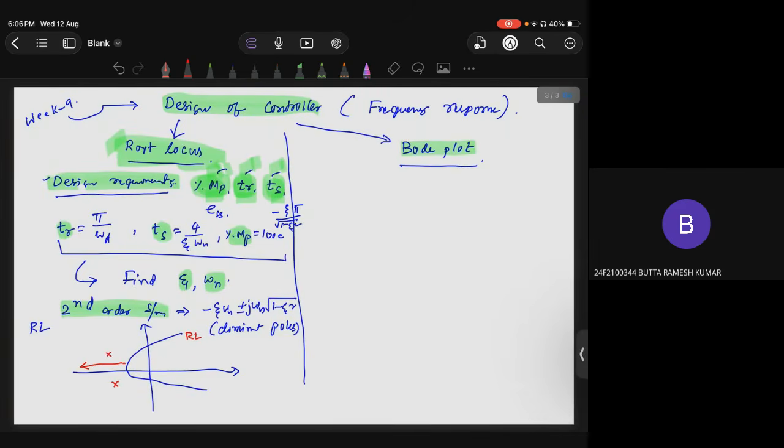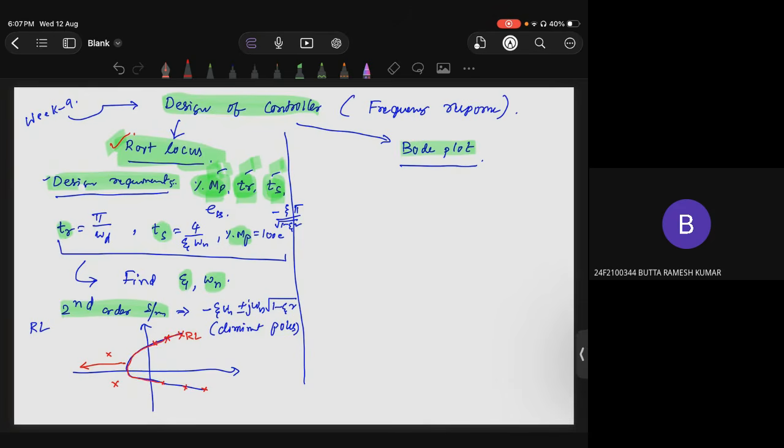Is there any relationship between the root locus and the poles? Root locus itself is the transition of poles. When k is equal to 0, you have poles here. When k is equal to 1, you have poles here. When k is equal to 2, you have poles here. So you vary k from 0 to infinity, and you will get this path.